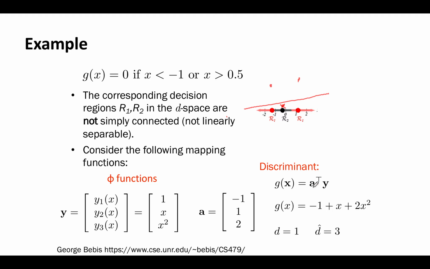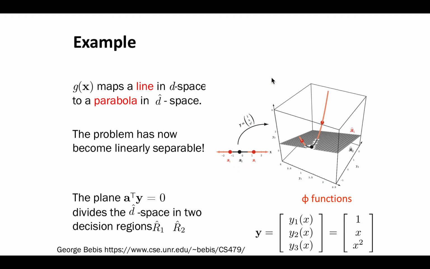Okay, so I have a three-dimensional space now, whereas originally there was a one-dimensional space. Now I have a three-dimensional space, and in that it might be linearly separable. So here's an illustration of that. I take this data and I map it to a curve like this, and then this is a separating hyperplane, a linear separating hyperplane which can separate between those two classes.